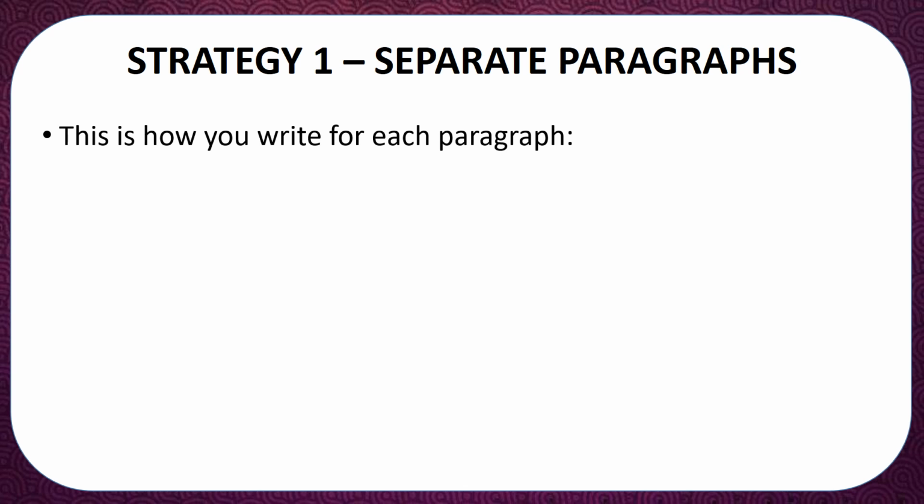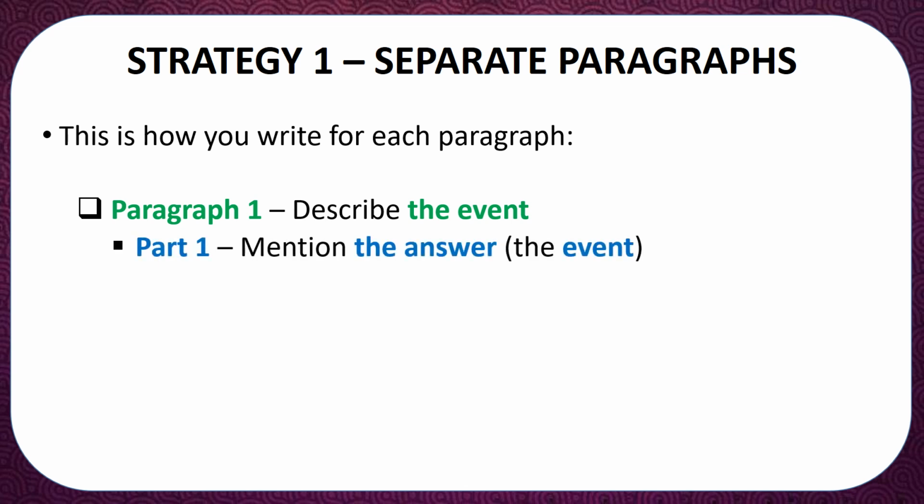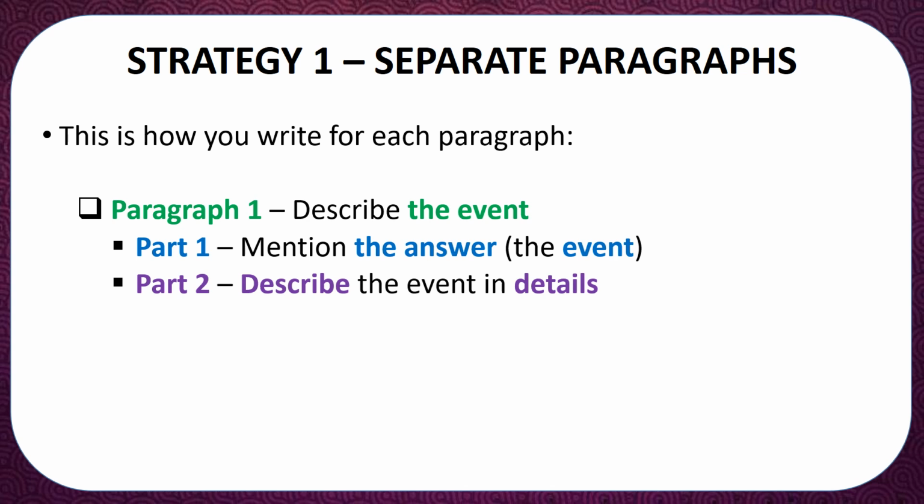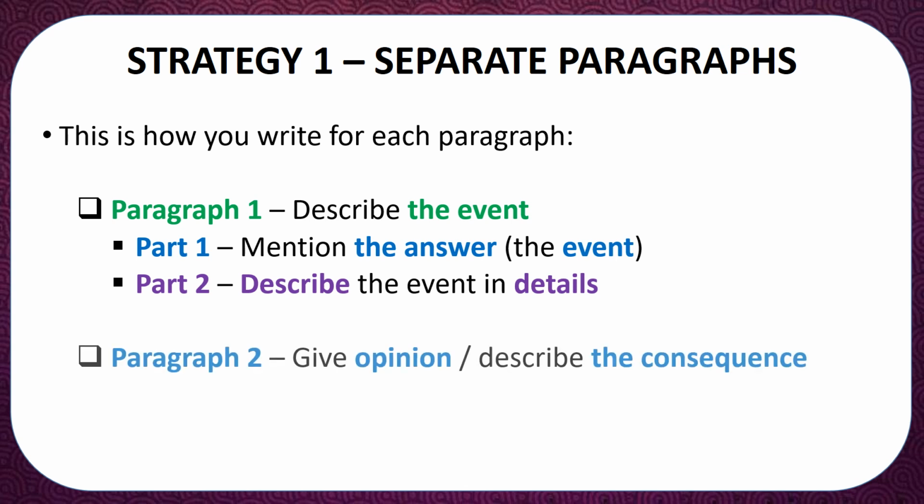This is how you write for each paragraph. So for paragraph 1, describing the event, there are two parts. The first one is to mention the answer or the event. That is actually what we call the topic sentence. And part 2 is to describe the event in details.